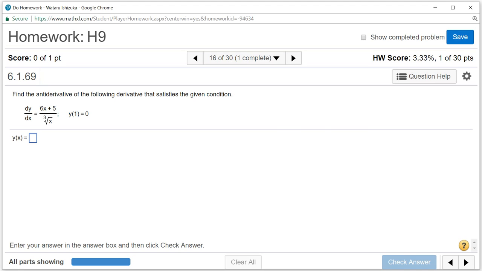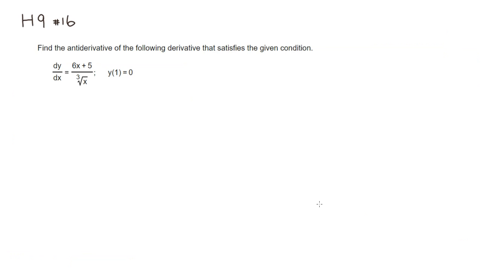Alright, let's look at homework 9, problem number 16. Let's find the antiderivative satisfying the given initial value condition. In order to find y from its derivative, we can take the antiderivative. So y is going to be the antiderivative of this.